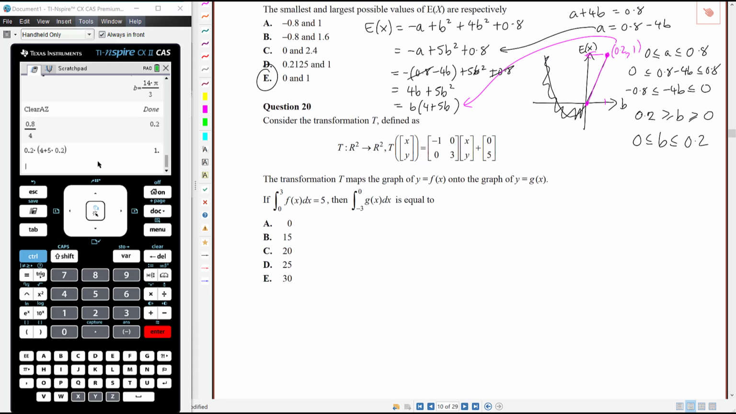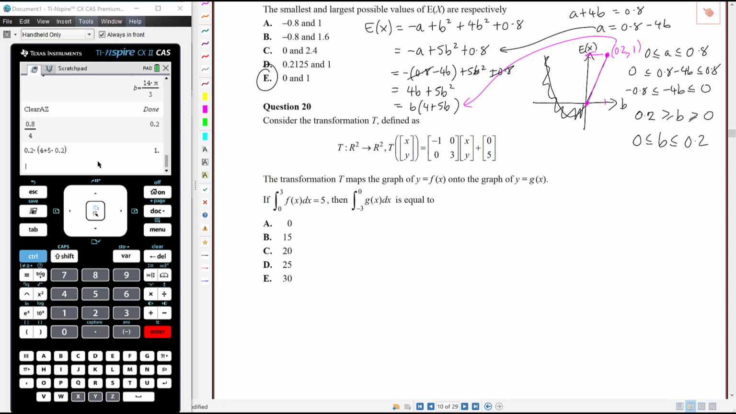And then question 20, the final multiple choice question. Consider the transformation as defined by the matrix equation. The transformation T maps the graph of y equals f of x onto the graph of y equals g of x. If the integral of f of x from 0 to 3 is 5, then what is the integral of g of x from negative 3 to 0?